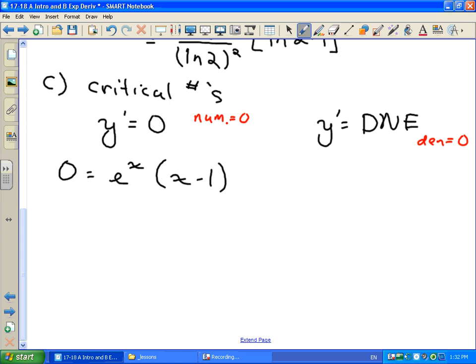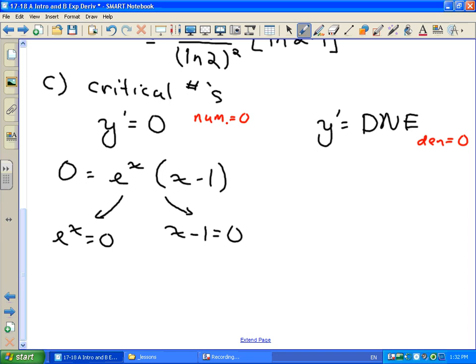Now, how do we solve this thing? Yeah, it can be 0 and x equals 1. So, yeah, x equals 1. All right, you're on the right track here. We want to take both of these things, and we want to set them equal to 0, and we want to solve these things for x.